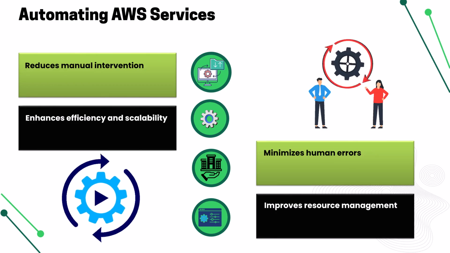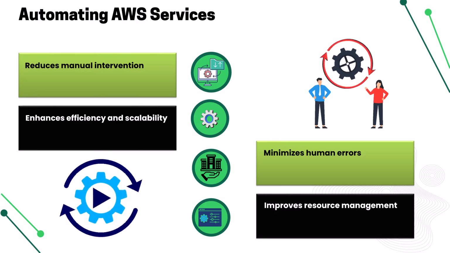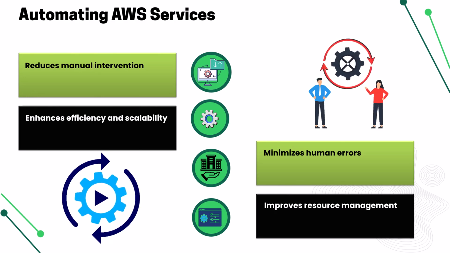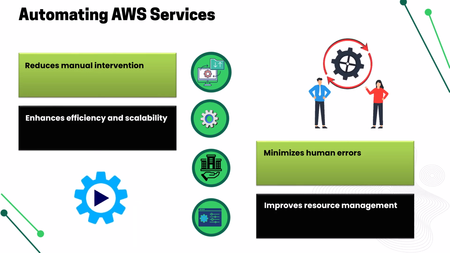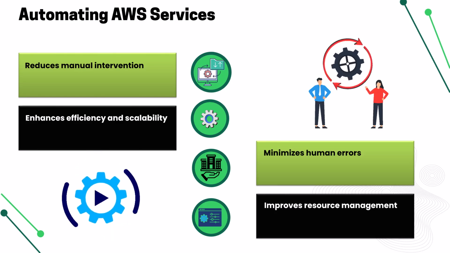Let's talk about automation, because who doesn't love less manual work? Automating AWS services not only makes life easier, but also boosts efficiency. It helps scale your infrastructure seamlessly while reducing costly human errors. Plus, with proper resource management, you get optimized performance without the hassle. Think of it as having a reliable assistant who never takes a coffee break.